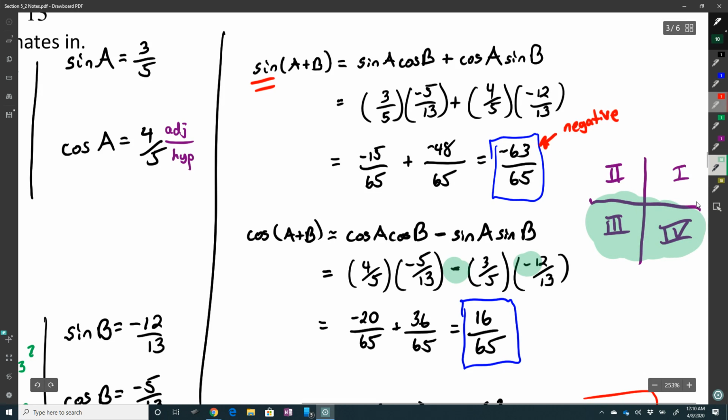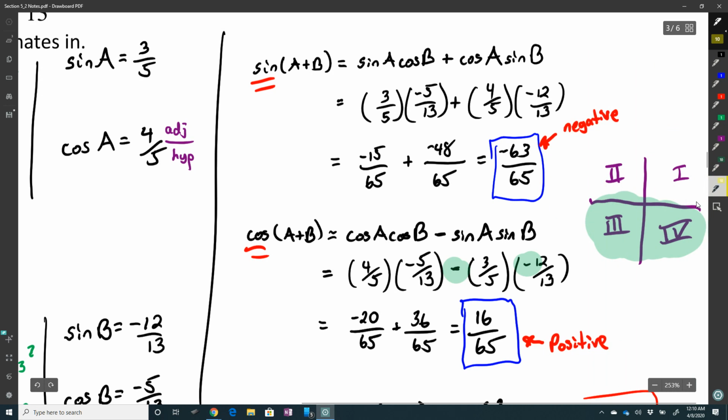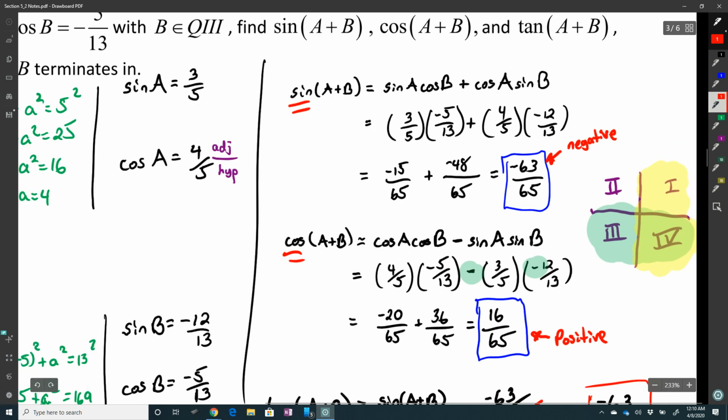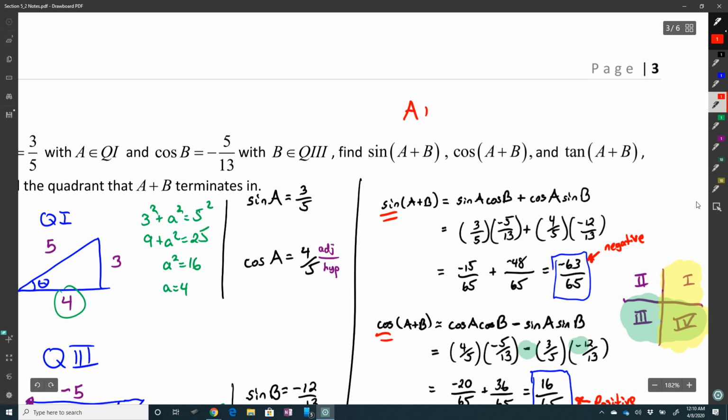Okay? Now here, notice that cosine is positive. Positive cosine. Cosine is positive in quadrants 1 and quadrant 4. So where they overlap would be quadrant 4. So to answer the final question, that a plus b, I'll write it up here, must be in quadrant 4.